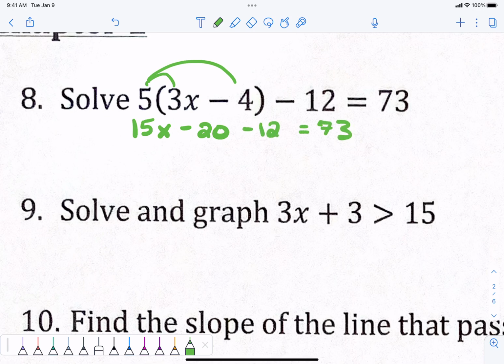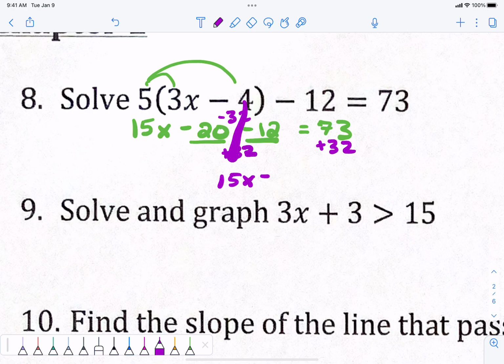Okay, so now we're here. Now what do we do? Add like terms. Negative 20 and negative 12 makes negative 32. And then we add the 32 over to the other side. So that cancels this out. 15x will be equal to 105. And then divide by 15, which is 7.